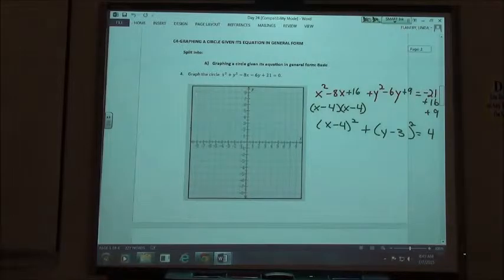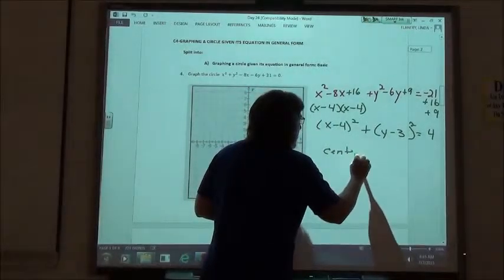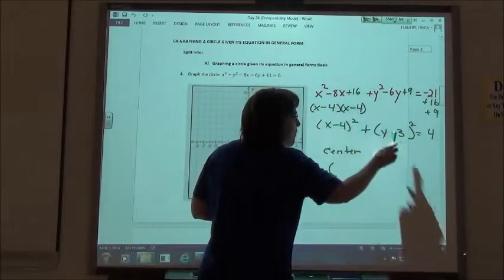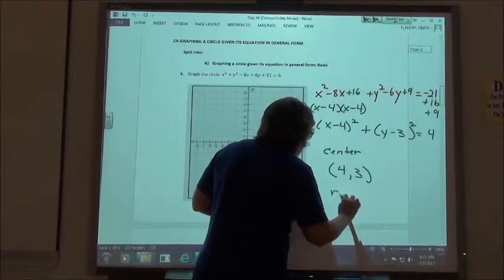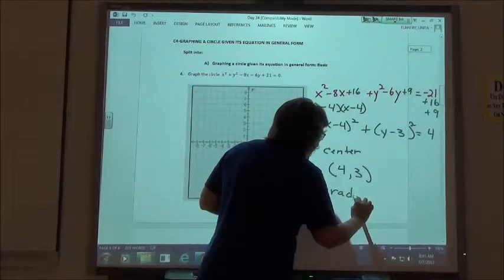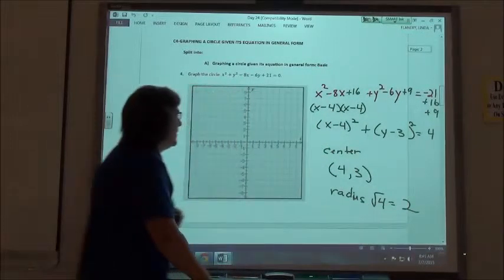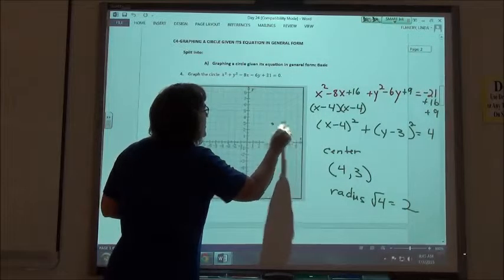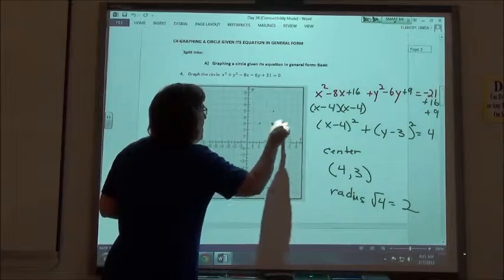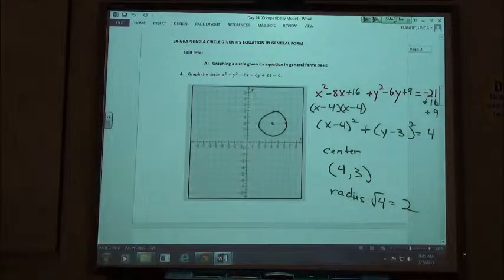Now I have my equation in standard form. I can pick out my center and my radius. So my center would be at positive 4 and positive 3. My radius is the square root of 4, which is 2. So over 4, up 3 with a radius of 2. And I have my circle.